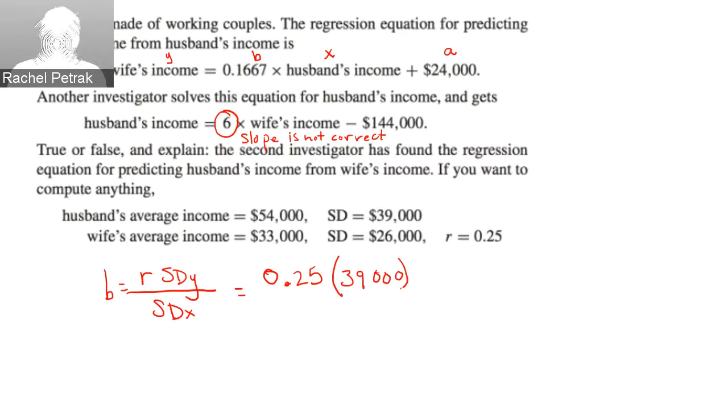39,000 here, and we divide that by 26,000. And when you do this, you see that it's equal to 0.375. So it's basically going back to that same idea that you can find the slope through the correlation and the standard deviations of each variable. Yep, no trick.